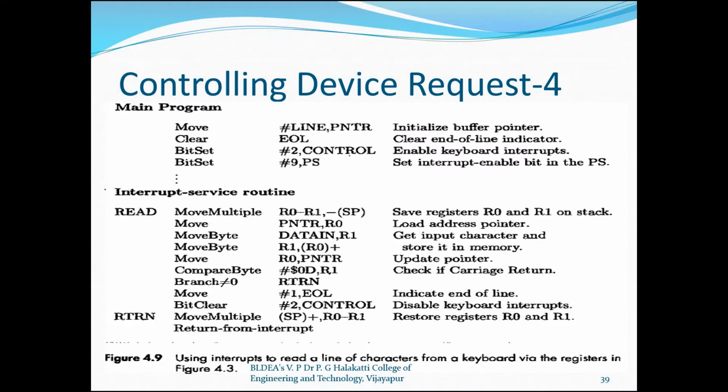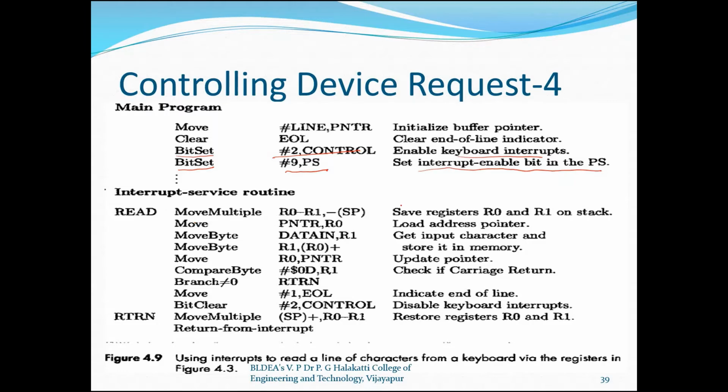The second bit of the control register, when it is set to 1, will enable the interrupt. So we write a bit set to enable the keyboard interrupt. We also set the 9th bit of the PS, so it will set the interrupt enable bit in the processor status register. Now in the interrupt service routine, whenever a key is pressed on the keyboard, the interrupt service routine is executed. The interrupt service routine is the same as normal routines.